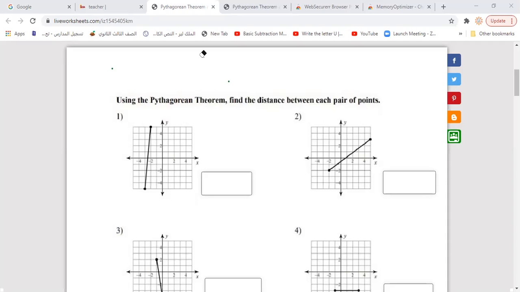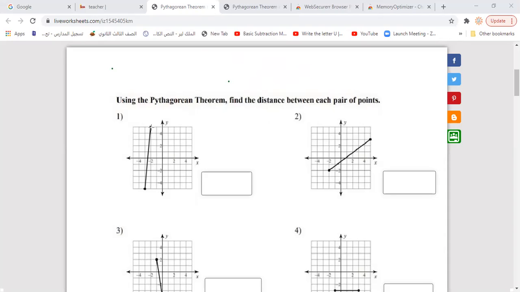Miss, I used the distance formula. Okay, it will give you the right answer. Agree with you. But once he said using the Pythagorean theorem, is there anyone who can tell me what we have to do here?